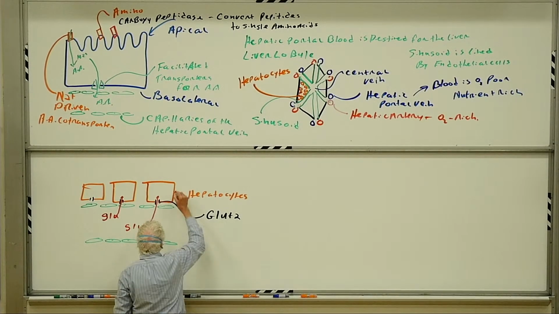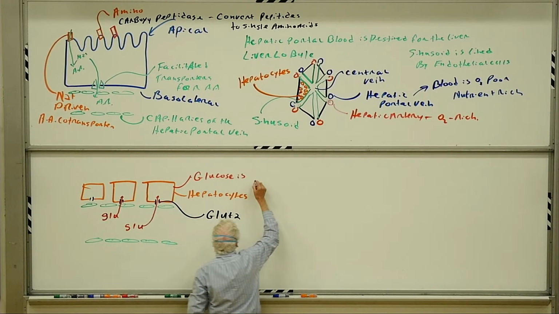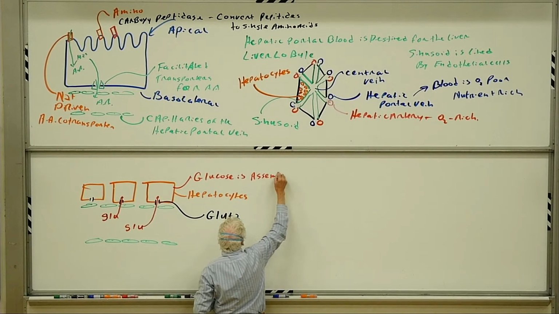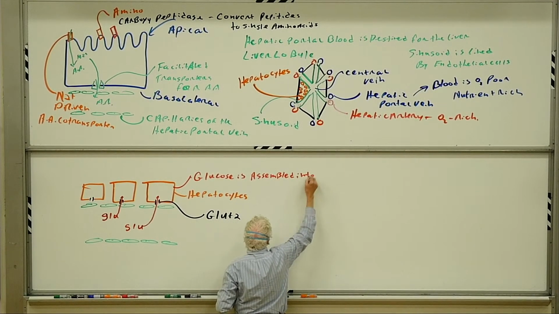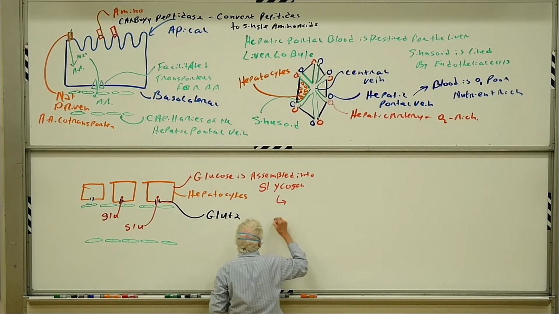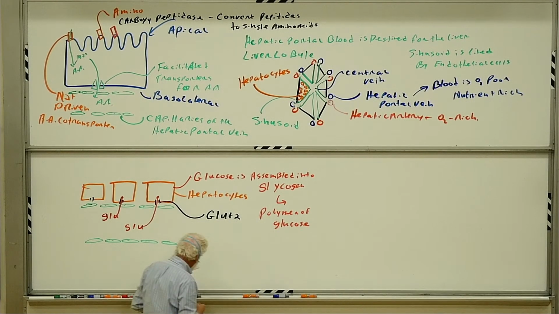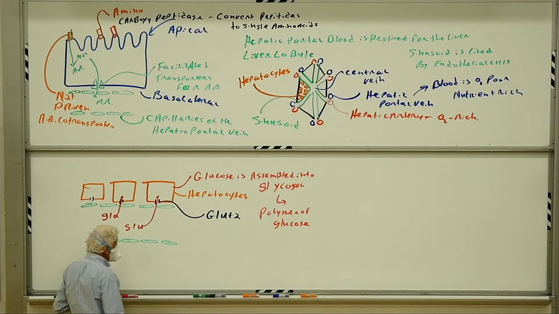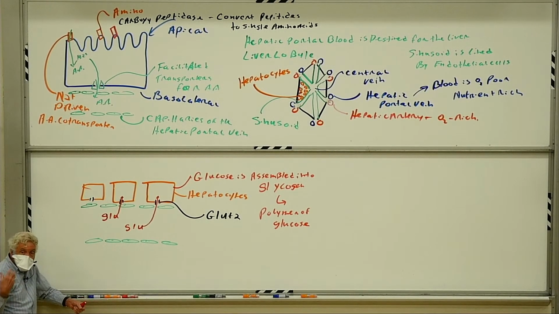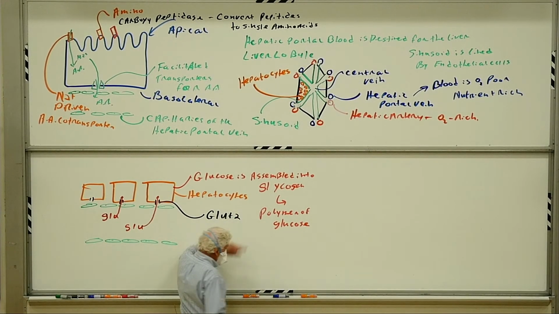And once inside the hepatocytes, glucose is assembled into glycogen. Remember that glycogen is a polymer of glucose. And it's a highly branched polymer of glucose. It's not like amylose, which is straight chain. It's highly branched. So we can now take lots and lots of glucose and store it in these liver cells as this highly branched structure, the glycogen. So we're now going to store glucose as glycogen.